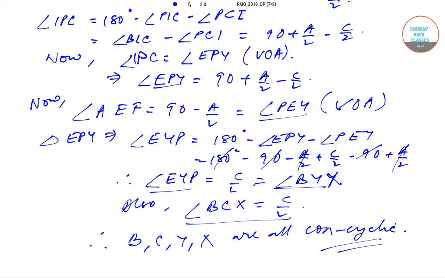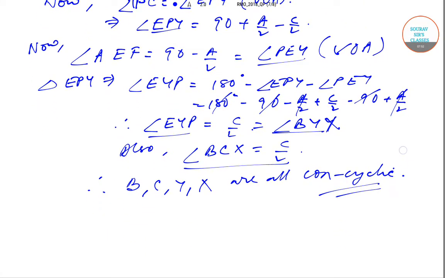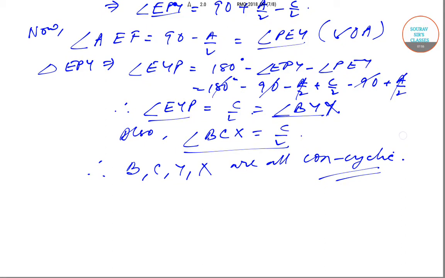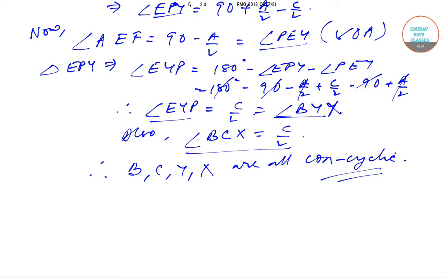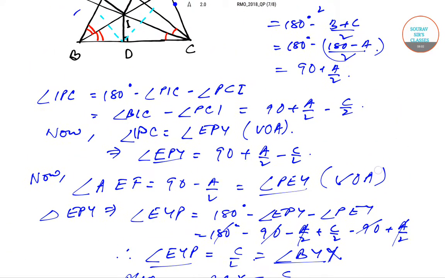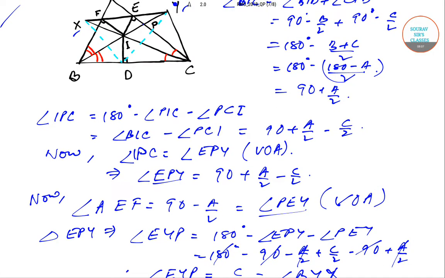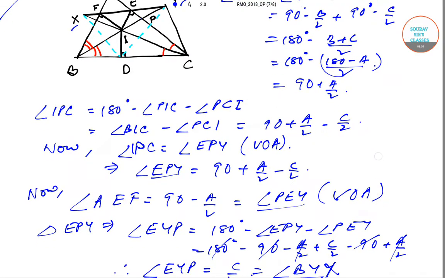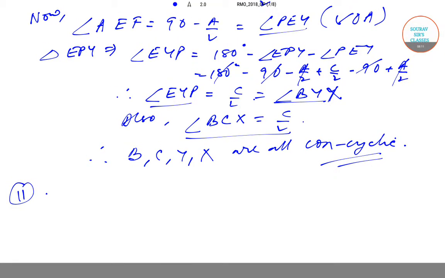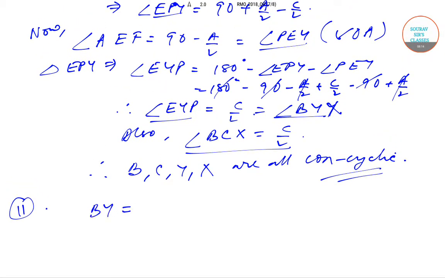So now this is what we have got. The first part of the problem is solved. Now we'll move forward to the next part. What we'll try to do is to find out the value of the side BY. If you go to the figure, BY will be equal to BI and then IY. So this will be BI plus IY.